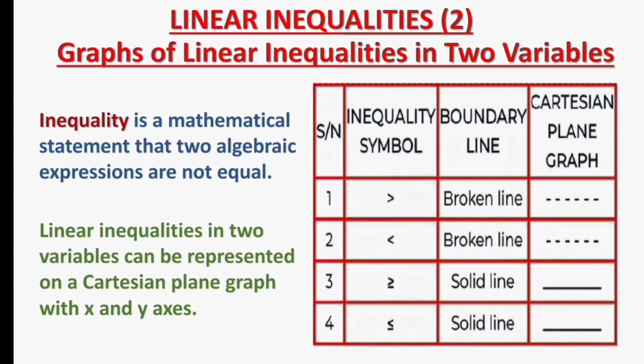From the table displayed here, we have the four inequality symbols, their boundary lines, and how they are displayed on a Cartesian plane graph. The first inequality symbol means is greater than, and the boundary line is a broken line. The second inequality symbol means is less than, and the boundary line is also a broken line. The third inequality symbol means is greater than or equal to, and the boundary line is a solid line. While the fourth inequality symbol means is less than or equal to, and the boundary line is also a solid line. Please take note of this information as we learn more about graphs of linear inequalities in two variables.